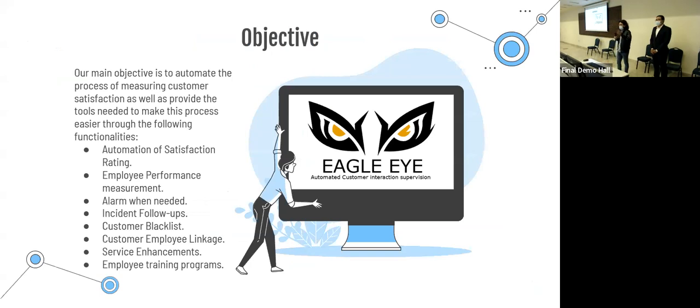So our main objective, as I said, was to automate this process, as well as provide different features to make it easier. These functionalities are automation of customer satisfaction, employee performance measurement, alarm when needed, incident follow-ups, customer blacklist, customer employee linkage, service enhancement, and employee training programs, as you have seen in our demo.